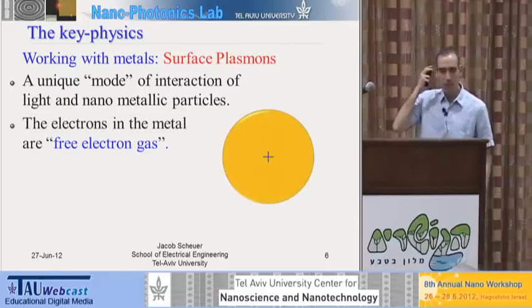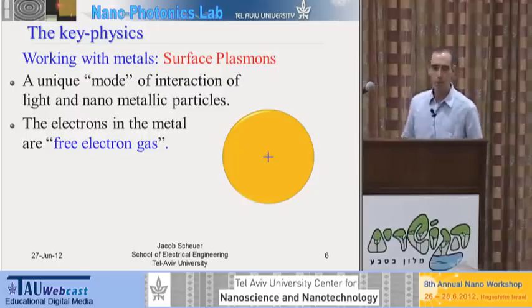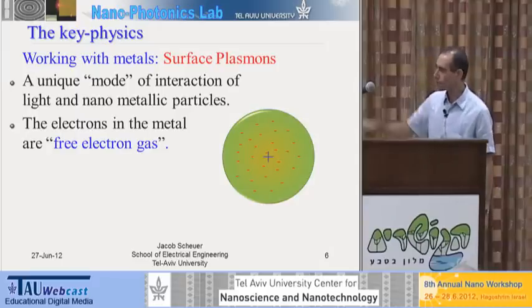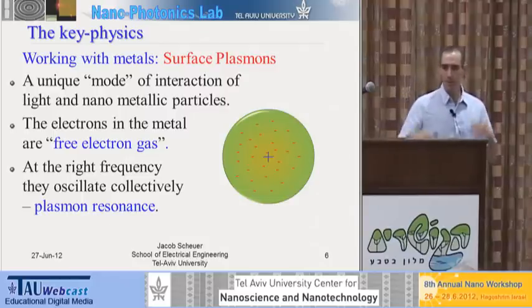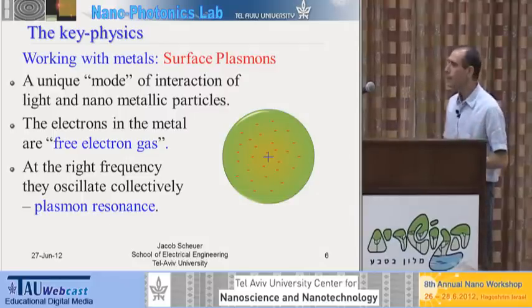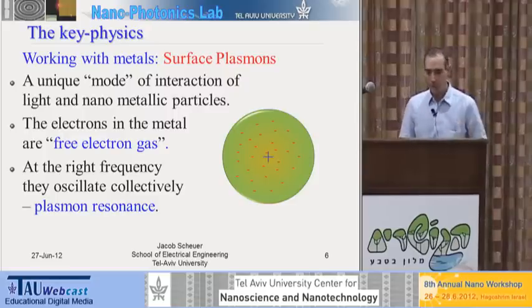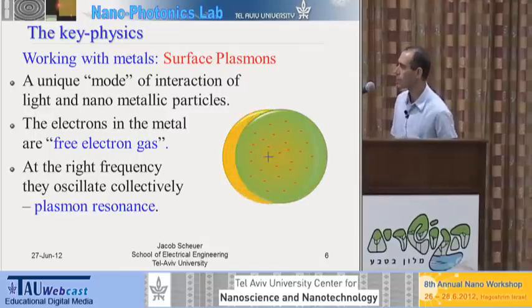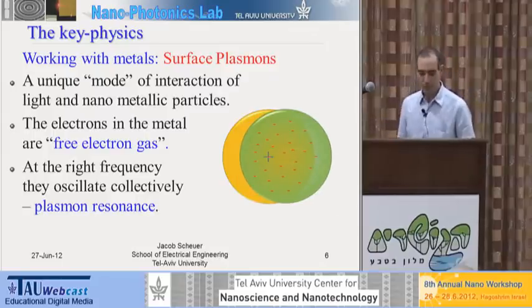And the idea is the following. Let's think of a metallic nanoparticle in the following way. It has positively charged ions, which are relatively fixed. They don't go anywhere. And there's the electron gas, which can actually move because the electrons are much lighter. When I illuminate that thing with light, as an electromagnetic wave, the electric field exerts a force on these electrons, and they can move around. And if I hit this particle at the right frequency, this whole cloud of electrons will start to oscillate at a single frequency. This is called a plasmonic resonance or a plasma resonance.